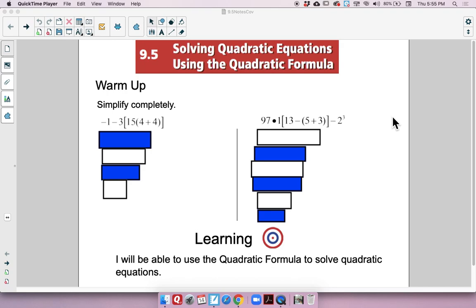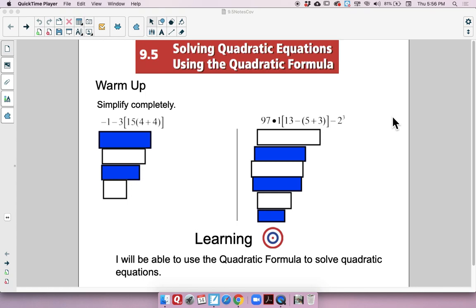Here we go, 9.5, our last lesson of the school year, and we've saved the best for last. I think it'll probably be unanimous by the time we finish this lesson and you enjoy all that there is to offer here. Okay, go ahead and do the warm-up.